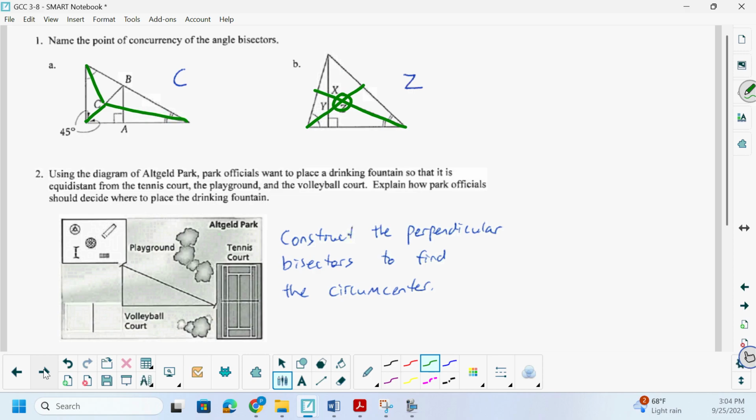In number 2, the perpendicular bisectors, they all cross at the circumcenter. That is the point that is equidistant from the vertices of a triangle, which is why that's where we would want to put the drinking fountain in this case. It would be the same distance from all 3 of our landmarks.